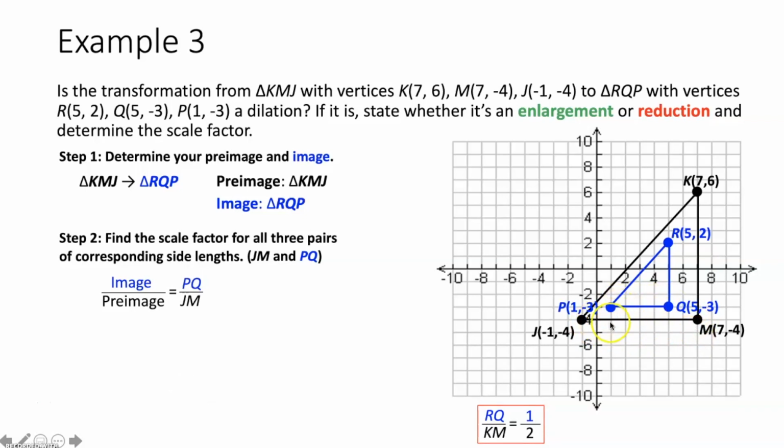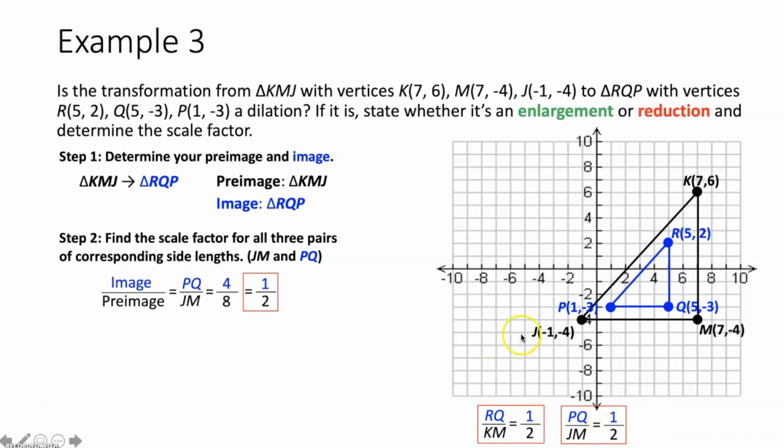We again have a horizontal line, meaning we could just count 1, 2, 3, 4 units. The measure of segment JM, again, we have a horizontal line, so we can count 1, 2, 3, 4, 5, 6, 7, 8 units. So the scale factor between these two corresponding side lengths would be 4 over 8, which simplifies down to 1/2. Perfect. So we know that the scale factor between these two pair of corresponding side lengths is 1/2, and the scale factor between these two pair of corresponding side lengths is also 1/2.